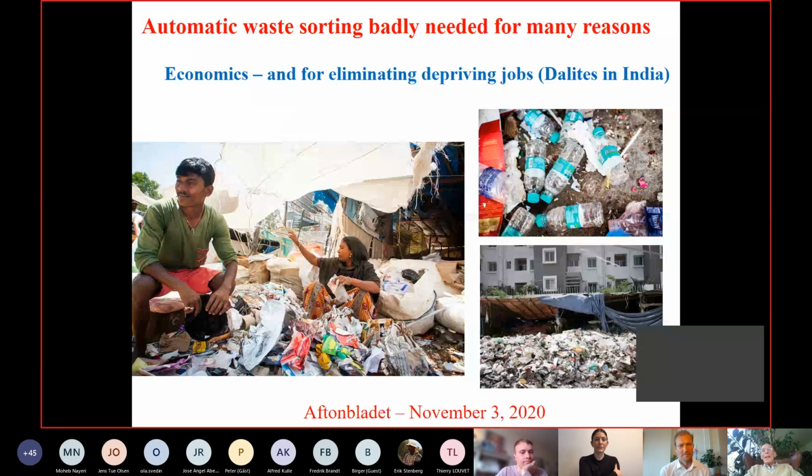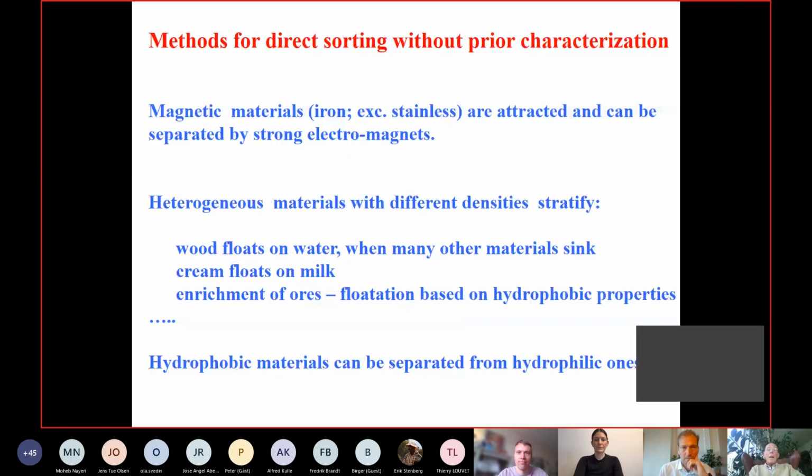Automatic waste sorting is badly needed for many reasons. We heard about the economics, that's of course very important, and of course for eliminating degrading jobs. Just yesterday I saw in Aftonbladet these messages from India, where the lowest cost are doing this job all the time. Of course with extreme precision, because it's hard to beat the human eye, but we really don't want this activity to go on. So let's start with, say, methods to sort materials without prior characterization.